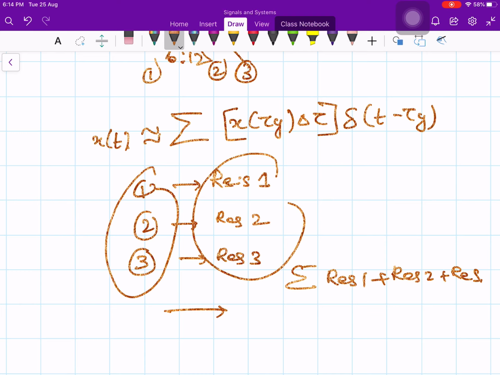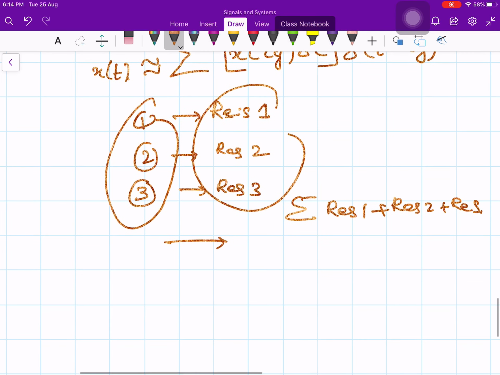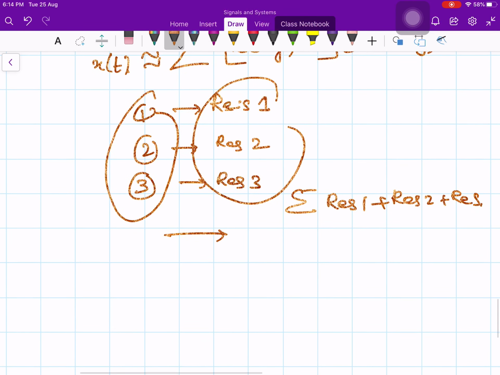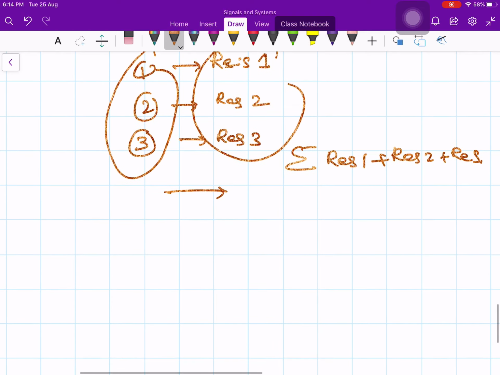So you add them up. Add up all the impulses, and finally the output is going to be the sum of all the individual responses. That will be your total response. And in the limit del tau goes to 0, your pulse becomes thinner and thinner, then the approximation will be very fine. So the response will be faithfully the one that will be obtained when the actual x of t is present. So that is the philosophy behind this convolution integral.